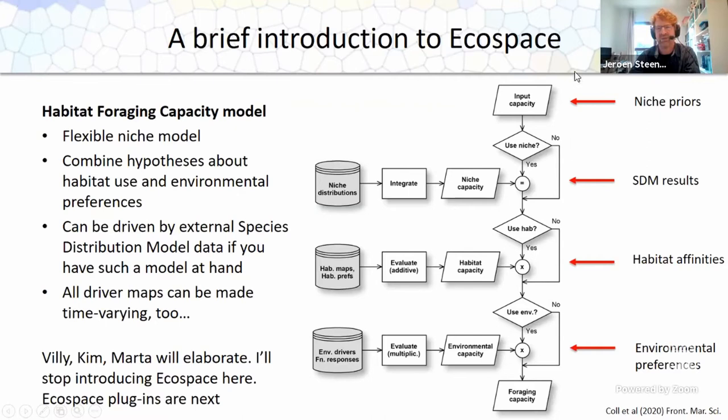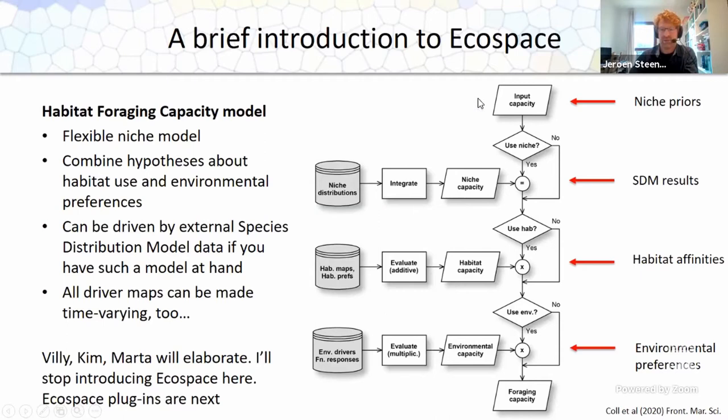You can also, every group has an input capacity. Those we call niche priors. So, okay, listen, Ecospace, whatever you want to do, I want to restrict my species to this area because I know that's where they are. That could be a native range, where species have been observed. So regardless of what kind of habitat affinity they have or what kind of environmental preferences, this is the box that they have to stay within. That is something you could set in your niche priors.